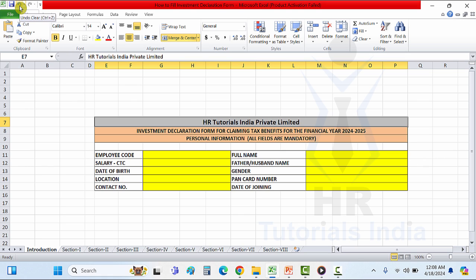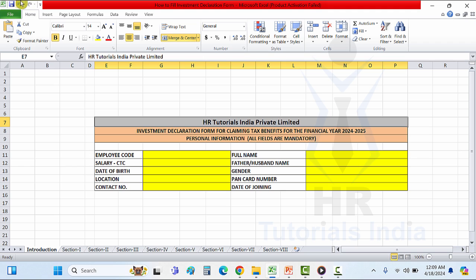Now let's move on to the first sheet, that is Introduction, wherein the company name will be displayed along with the employee code, date of birth, location, contact number, full name of the employee, father's name, gender, PAN card number, and joining of the employee with the company. So these are the basic information which need to be filled by each and every employee in the investment declaration form. It varies from company to company, but most of the companies follow this kind of declaration form.